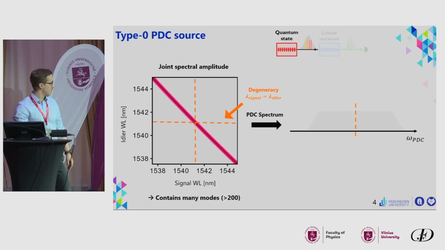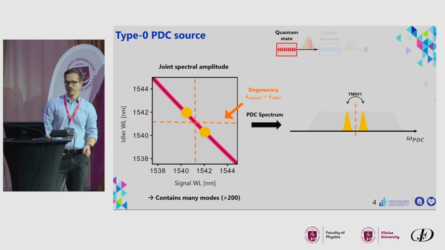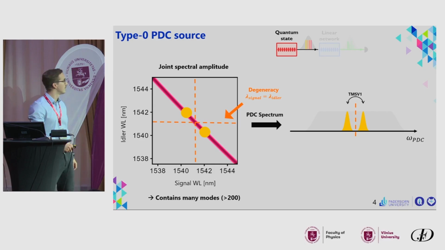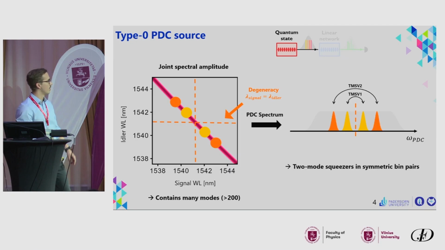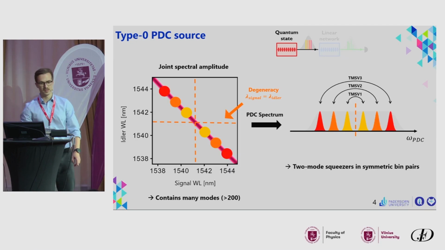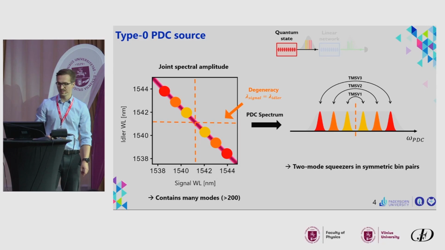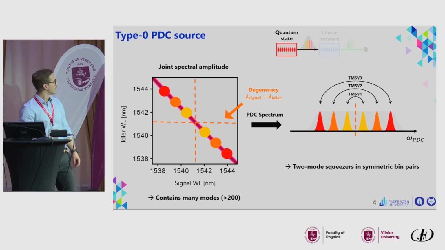If you now think about the source generating a broad spectrum, we find that if we look in the frequency bin basis we are considering, we find two-mode squeezed states in pairs of frequency bins which are shifted symmetrically around this degeneracy point. So we have in all these different pairs of frequency bins two-mode squeezed states. And this is what we can use for our input state for the interferometer.